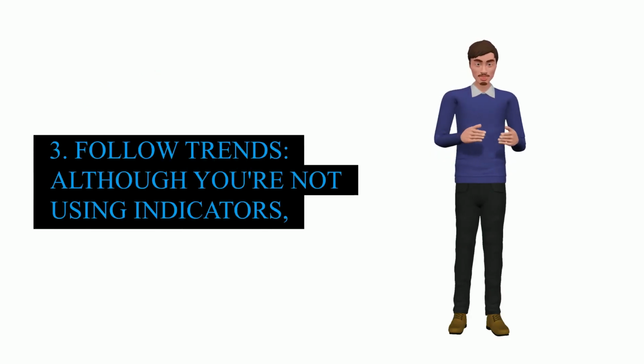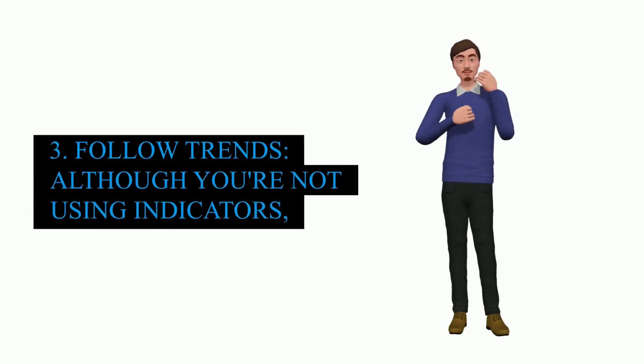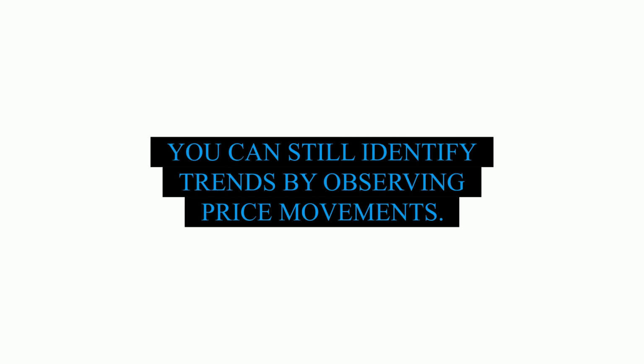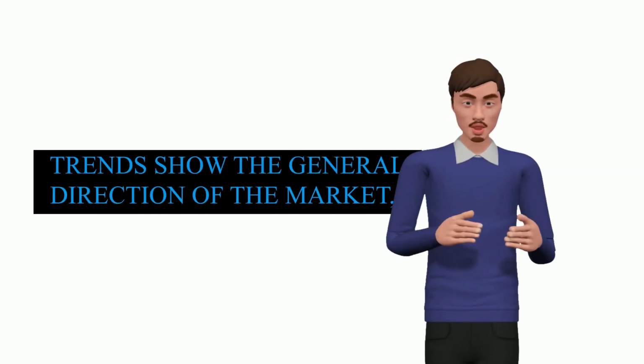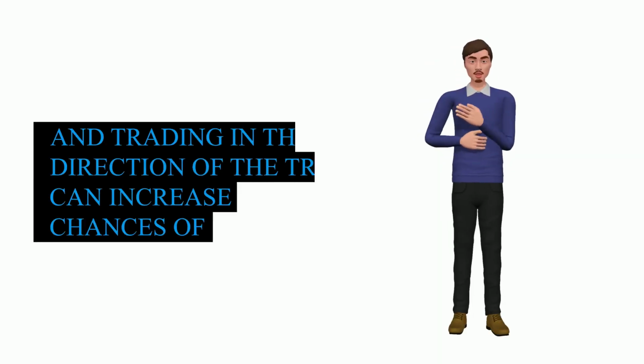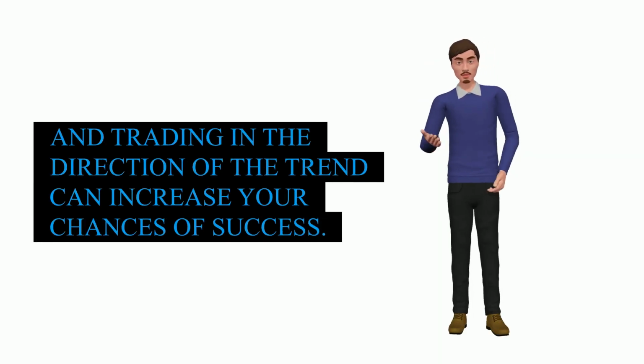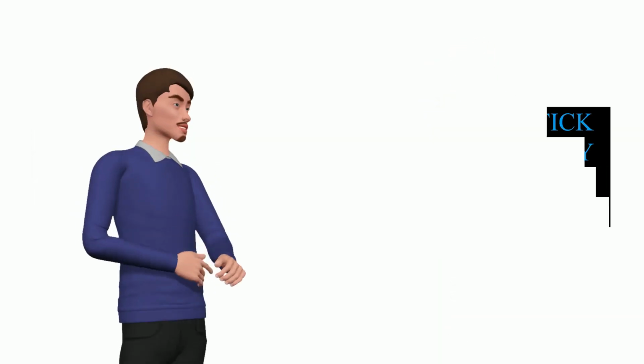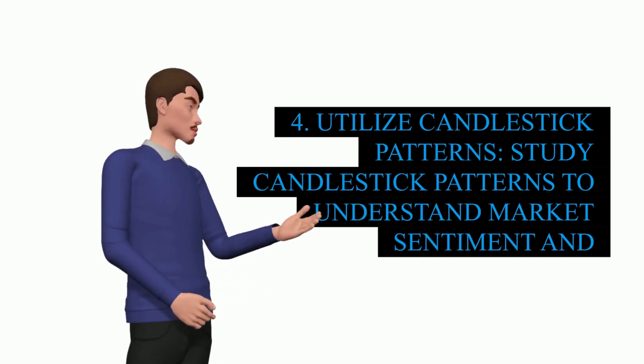3. Follow trends. Although you're not using indicators, you can still identify trends by observing price movements. Trends show the general direction of the market, and trading in the direction of the trend can increase your chances of success.